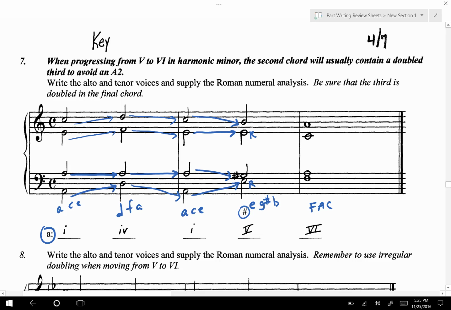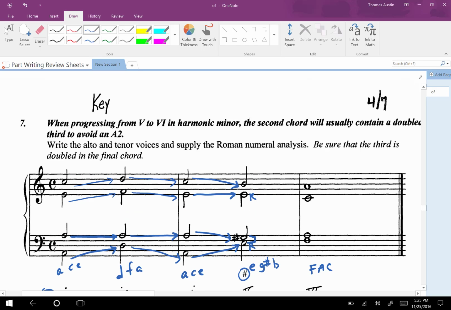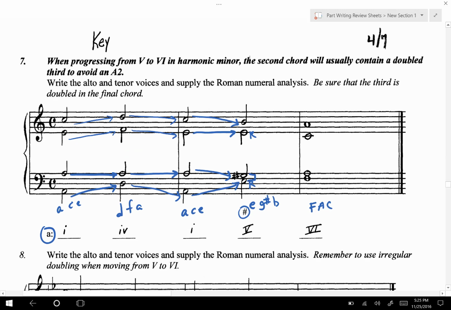Now, here's where things get a bit tricky. I'm in harmonic minor, and I've got to go from a 5 chord to a 6 chord. That means you don't want to run into the augmented second. So here's how I did it. I found where my third is. It's from bass to tenor. I'll show you with a different color so you can see. It's from bass to tenor, right there. So I'm going to keep it in the same voice and go over here.